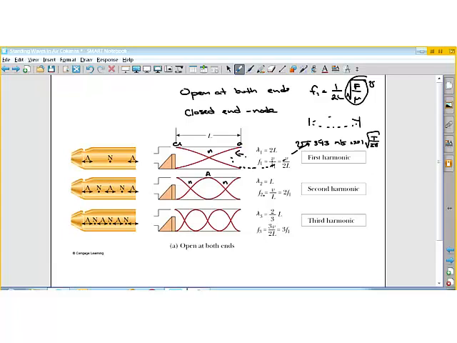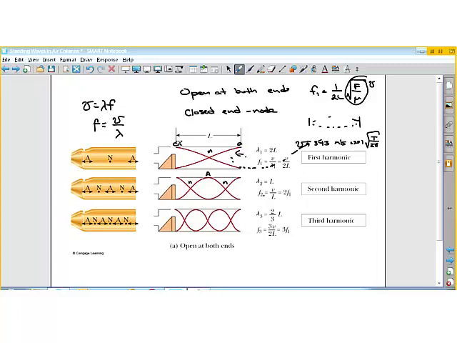So again, going back to the equation that says velocity is equal to lambda f, if we solve for f, it's going to be equal to v over lambda. The wavelength of this sound wave is going to be equal to 2L.